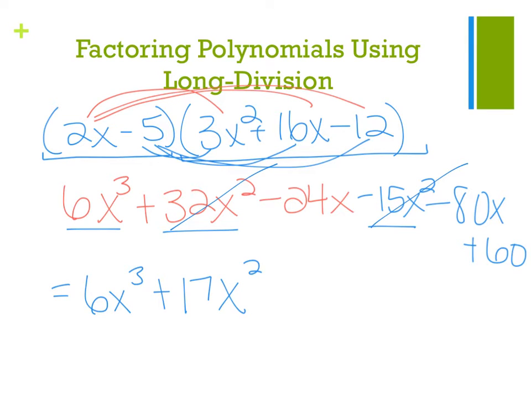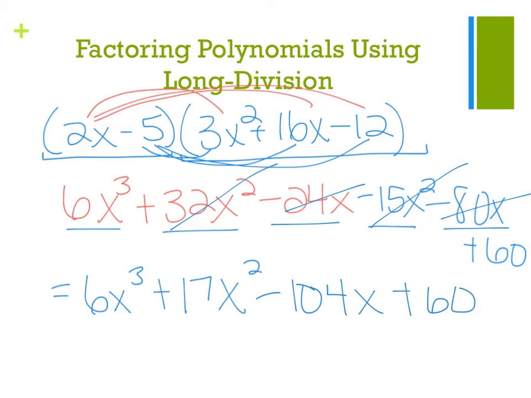So those are already combined. Negative 24x and negative 80x give me negative 104x. And so I combine those. I'm going to cross those off. And plus 60, there's no other constant, so I just get a plus 60 on the end.